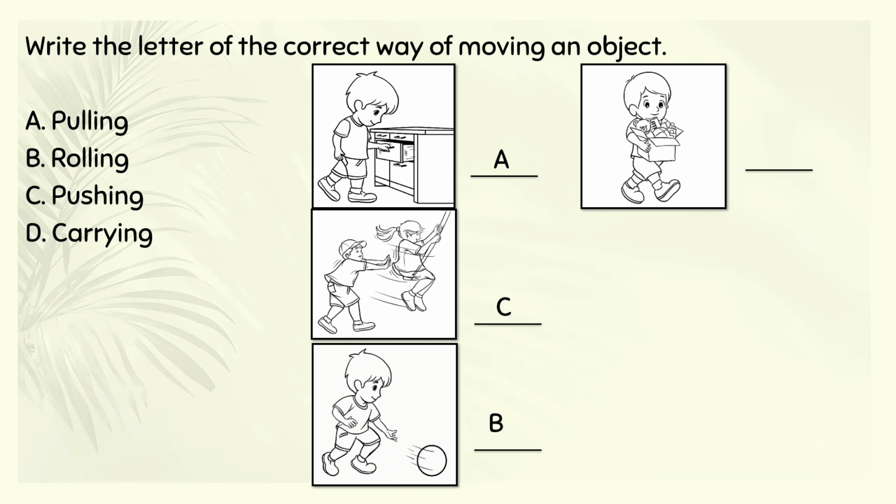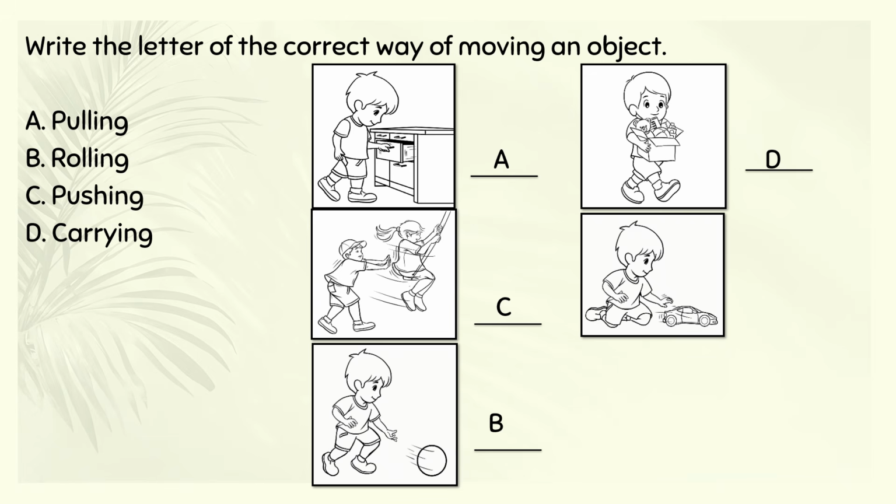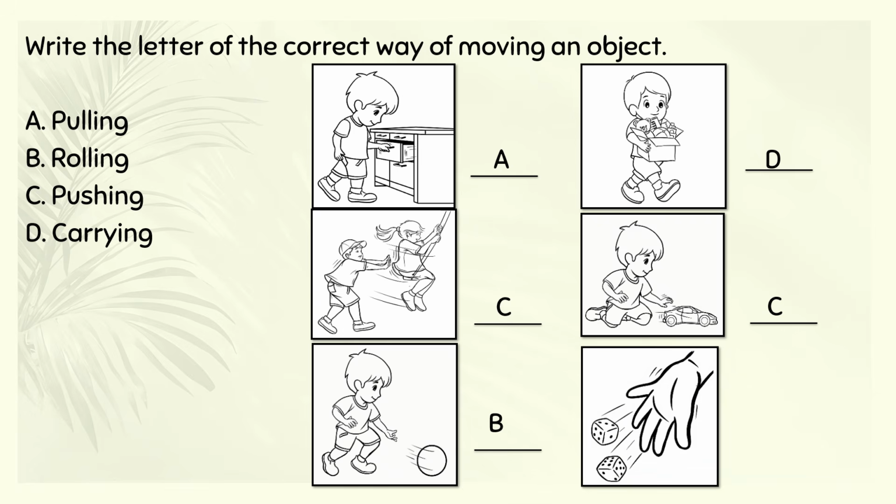Fourth picture. What is your answer? Letter D. Carrying. Fifth picture. What is your answer? Letter C. Pushing. And the last picture. Answer is letter B. Rolling. Good job, kids!